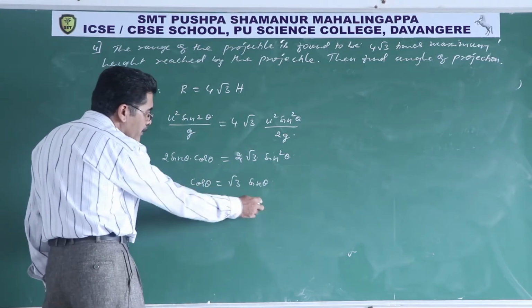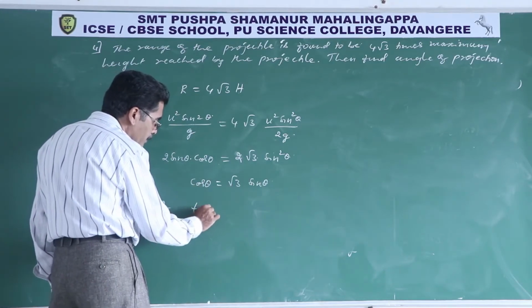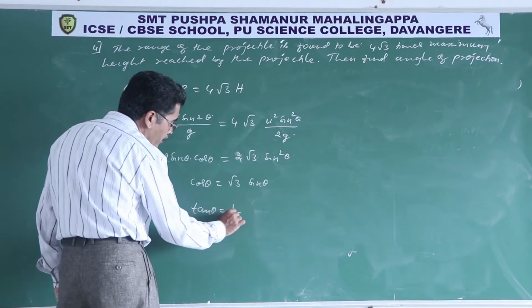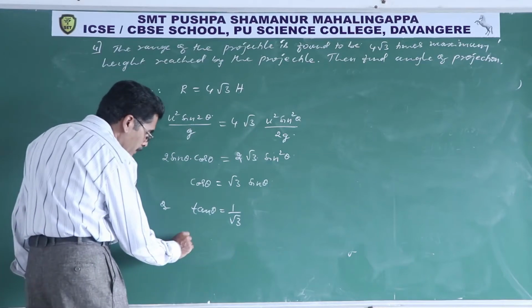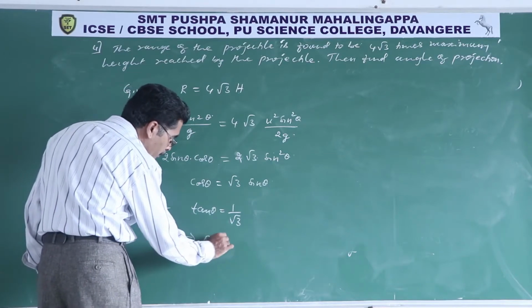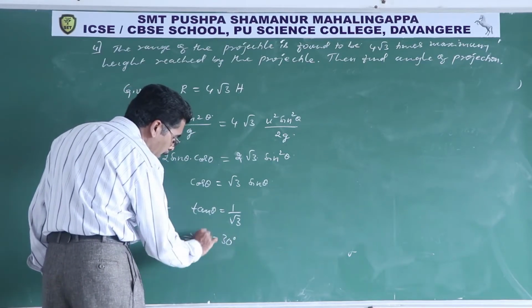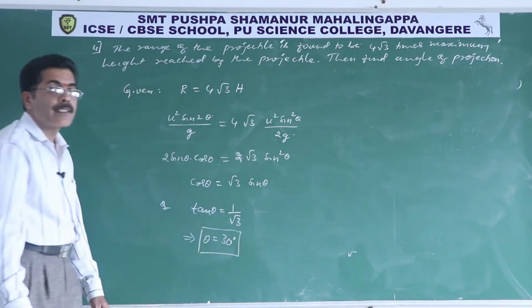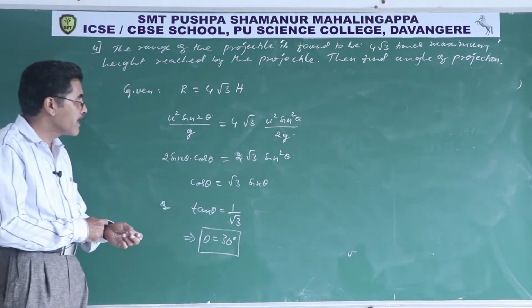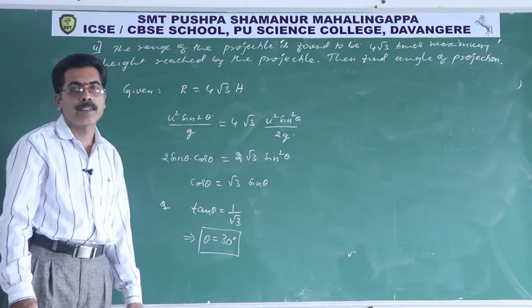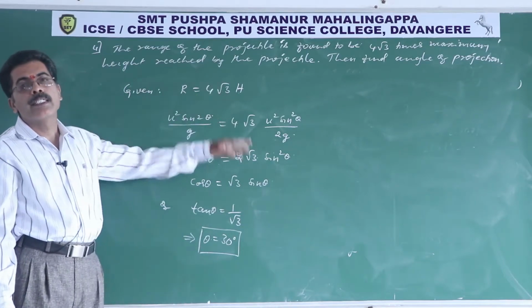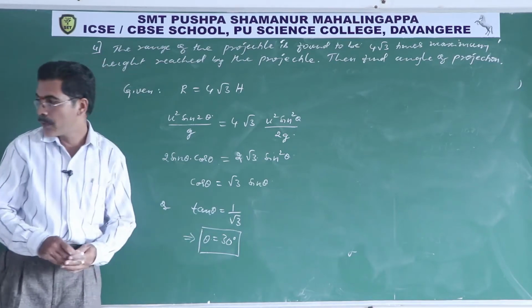See, you just take it to this side. Tan theta is equal to 1 by root 3. This implies theta is equal to 30 degree. Hence angle of projection is 30 degree. When angle of projection is 30 degree, range becomes equal to 4 root 3 times H. This is also one of the standard results. Please remember this.